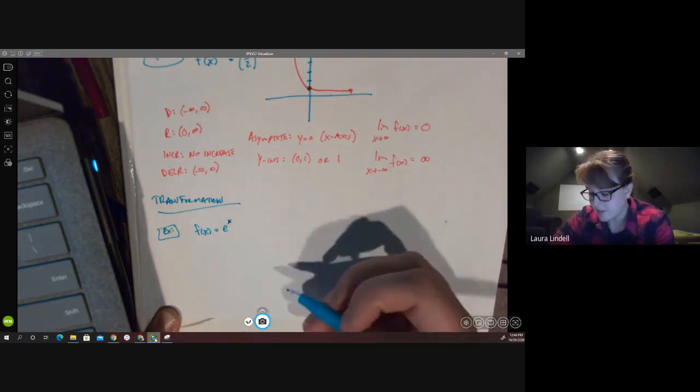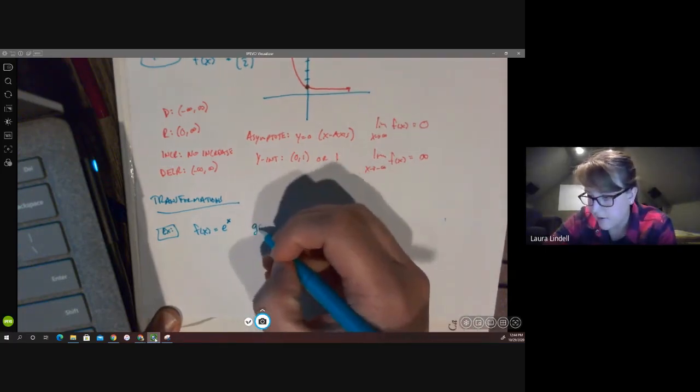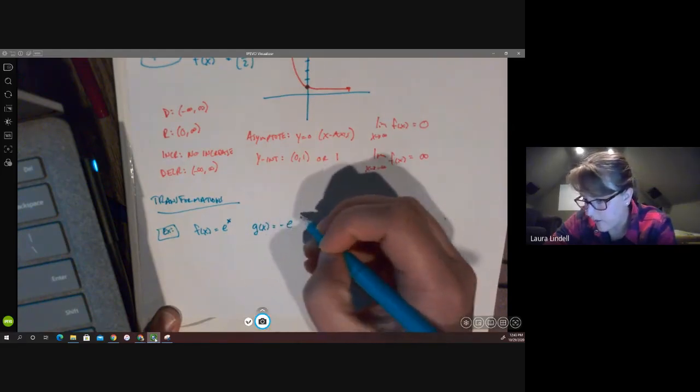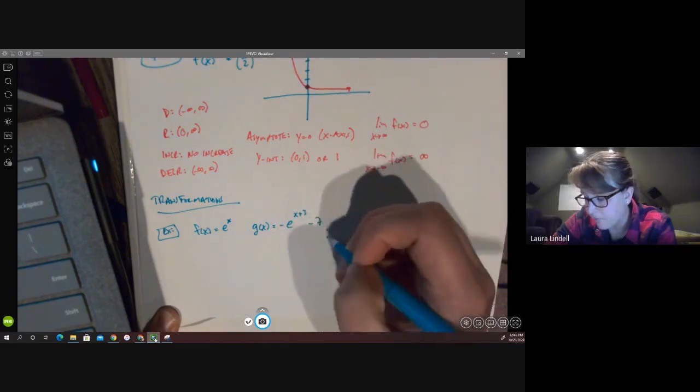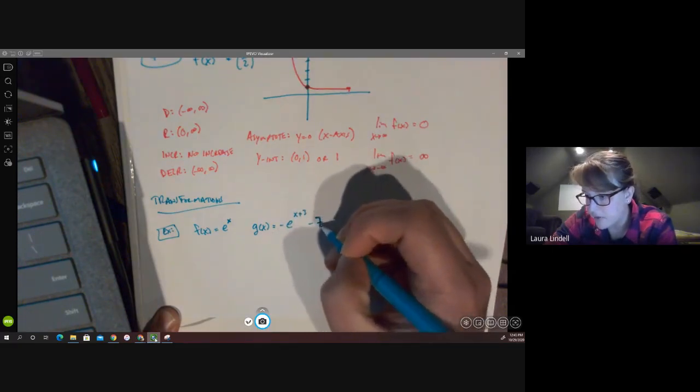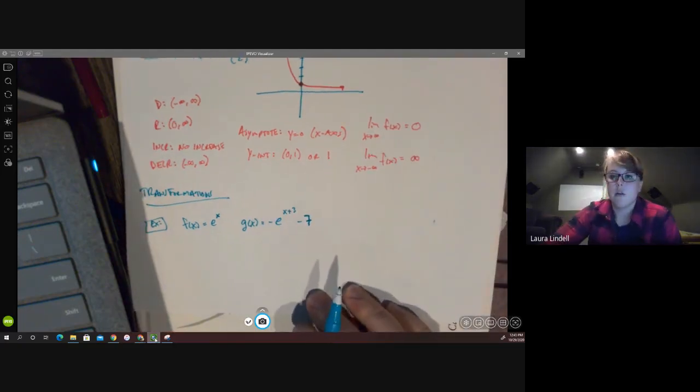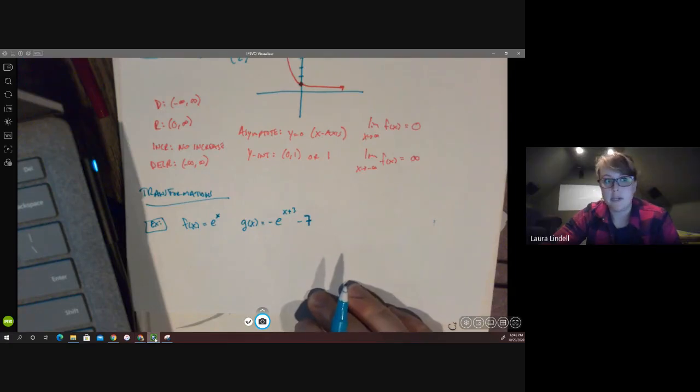So if f of x is e to the x and g of x is, we'll say, negative e to the x plus 3 minus 7. So this is going to introduce some of our transformations here. And the transformations work pretty much the same way as transformations did for any of our other parent functions, for our quadratics and cubics and absolute value functions and all of that. It pretty much works the same way.